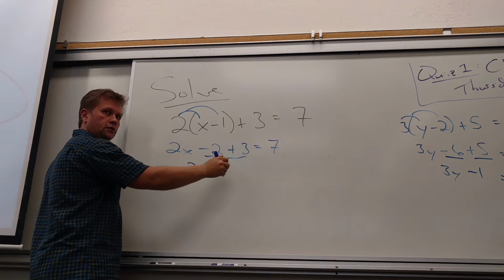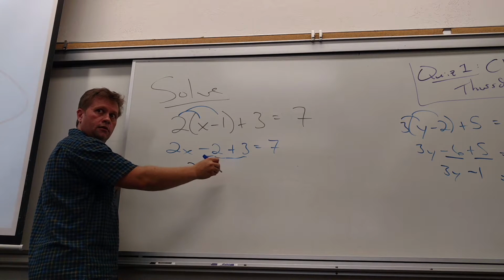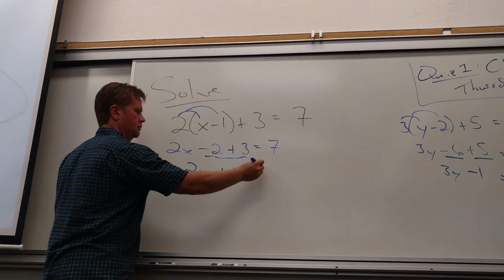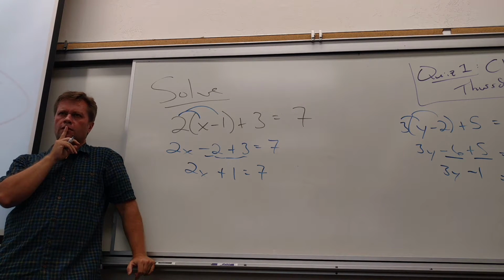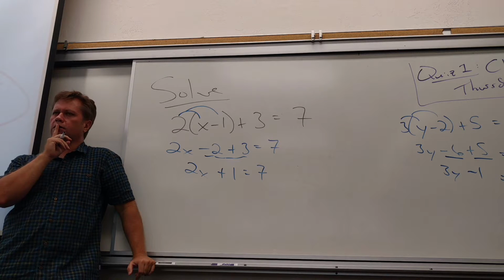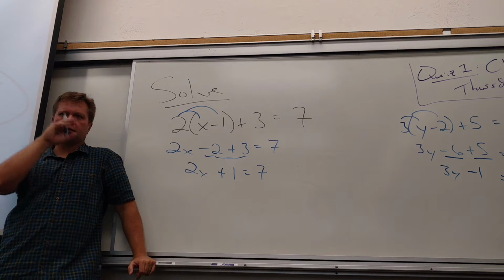Negative 2 plus 3? Plus 1. 1 plus 1 equals 7. Okay. Trying to understand here what's happening. You guys are getting too hung up.